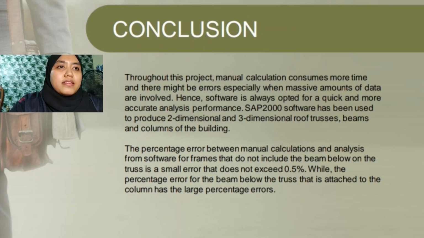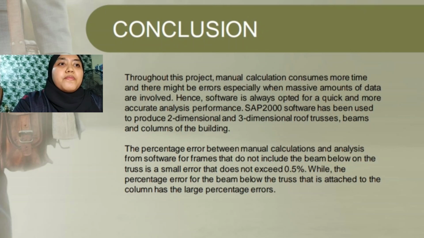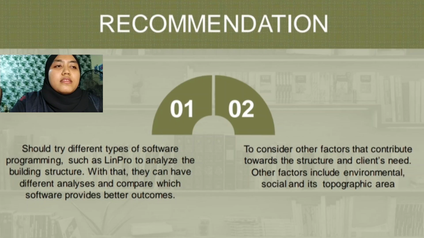Then we recommend that we should try different types of software such as Lean Pro structural analysis to analyze the building structure. With that, they can analyze and compare which software provides better outcomes. We also need to consider other factors that contribute towards the structure and the client's needs. Other factors include environmental, social, and topography of the area. We also need to consider the cost of the whole project for the building.